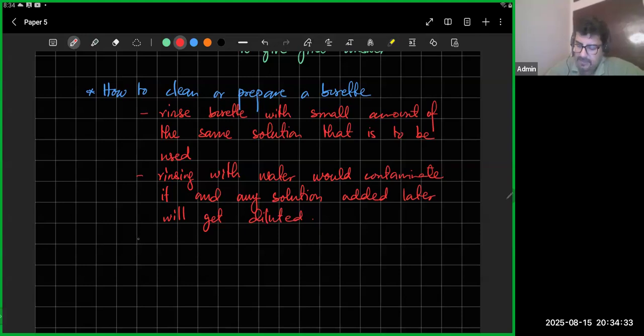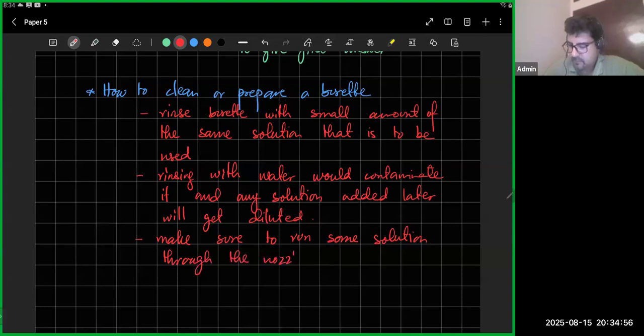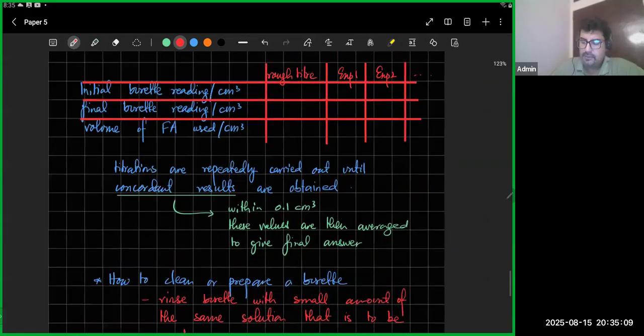Okay, while cleaning the burette, make sure to run the solution through the nozzle before use. So before you use it, make sure you run some solution through the nozzle. You want the nozzle to be clean as well.